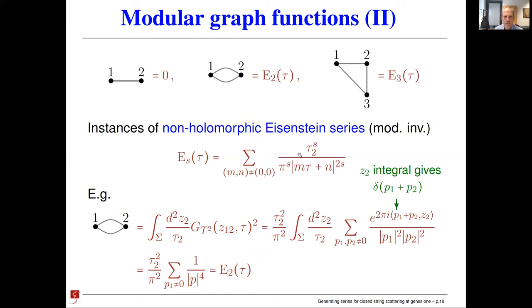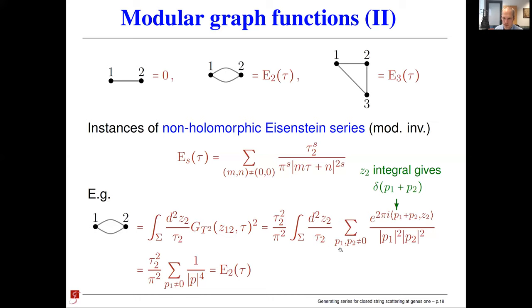So how do you go from this picture here to such a formula? Let me do it for you in one example. So this picture here corresponds to two Green's functions connecting 1 and 2. So you have a square of this Green's function of z12. And you have to integrate over one of the positions because the other one you can fix to 0. Now, I told you the best way of thinking of these Green's functions is in terms of the Fourier representation where you sum over 1/p² in Fourier space.